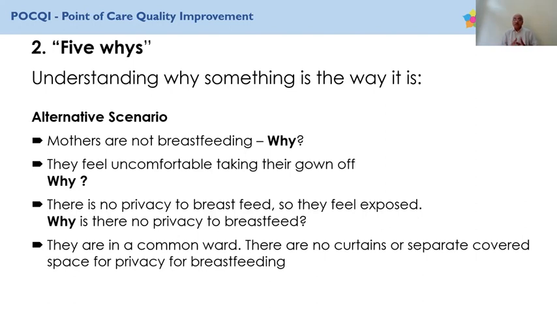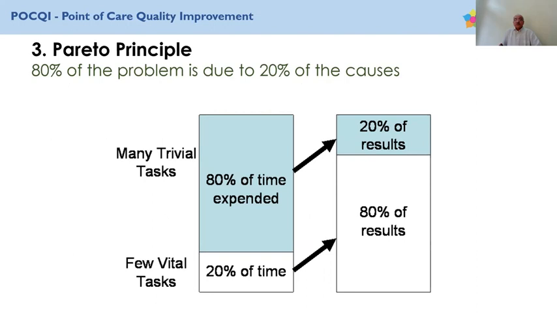So why was there no privacy? Because it was a common ward, there were no curtains available. Now, this is one of the most common challenges faced in exclusive breastfeeding in places. And so they provided a breastfeeding corner, a screen, a privacy area, and the breastfeeding rates improved dramatically.